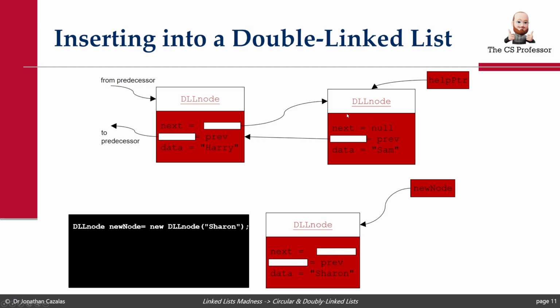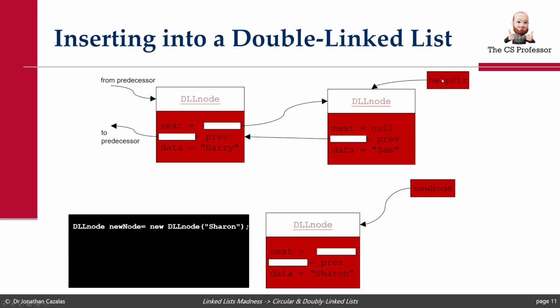Food for thought. If right off the bat, we said, let's make Sam point over to Sharon. If we said, let's make that happen first. Sam is going to point over to Sharon. Well, then how would we make Harry point to Sharon or even get to Harry? Because if we make Sam point over to Sharon right now and Sam no longer points back towards Harry, how do we even get to Harry? Because we only have access via help pointer, which is currently pointing to Sam. And we also have access to Sharon, this new node, via the variable called new node.